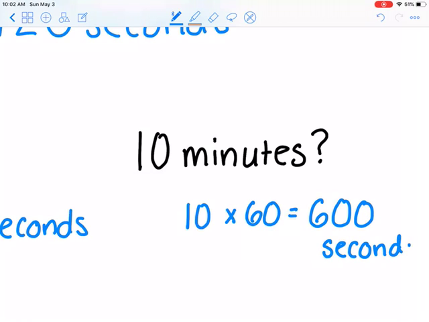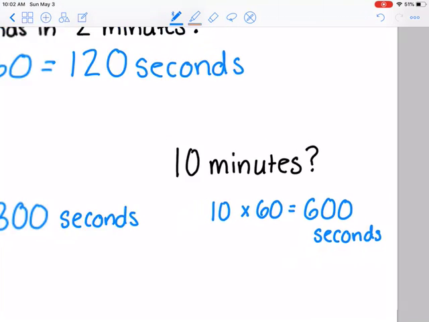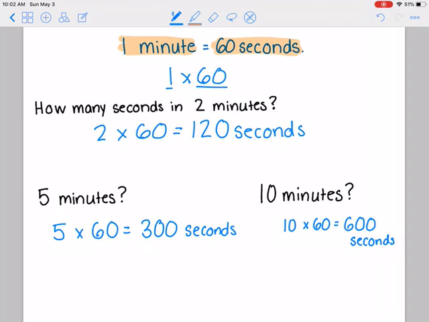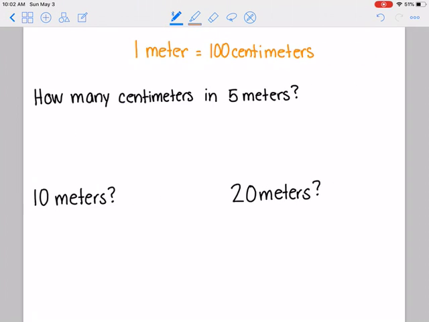It's very important that you include the unit too when you're doing measurement, because if you just write 600, it could be 600 liters, it could be 600 inches. The person reading your problem doesn't know. So that was our first problem. Here is our second problem.